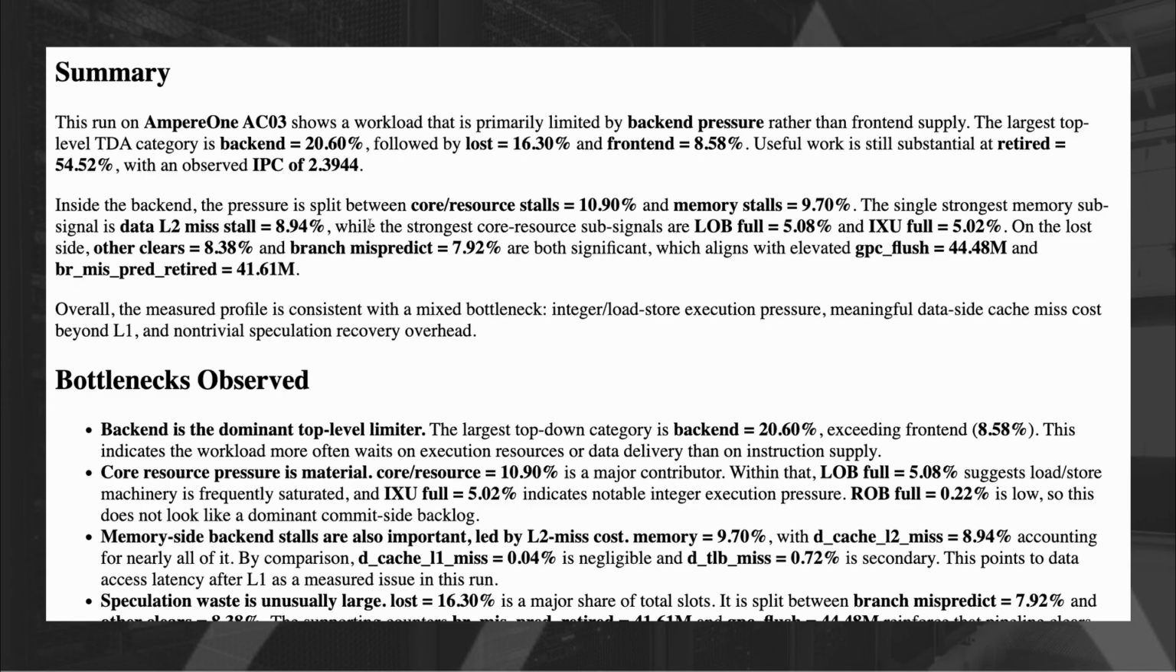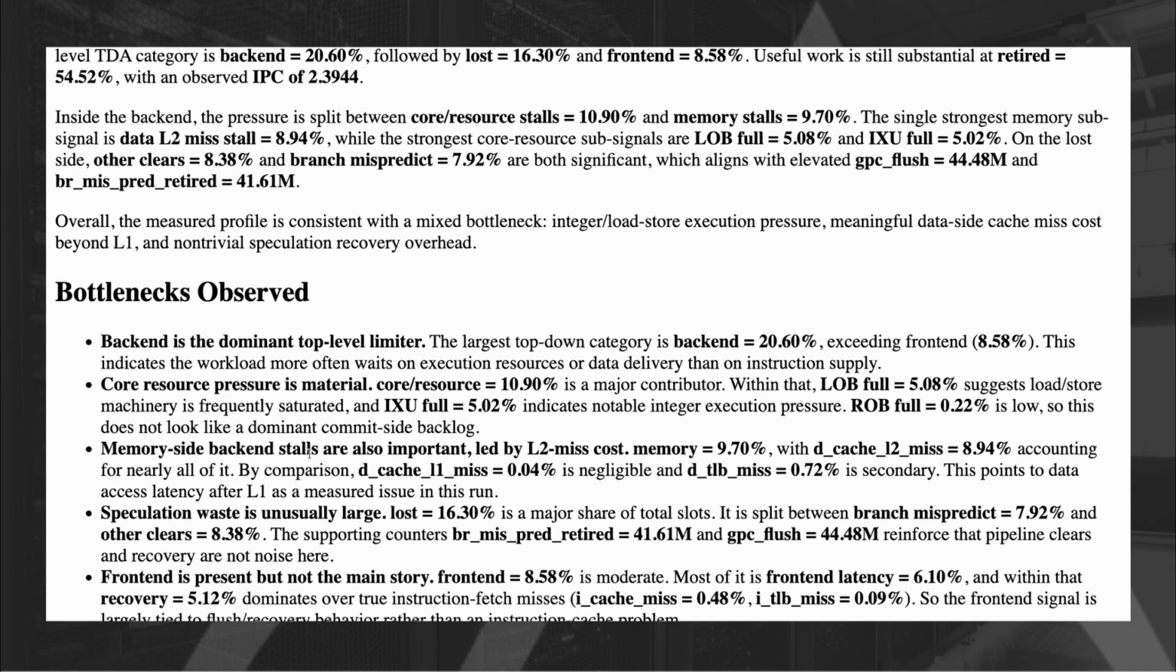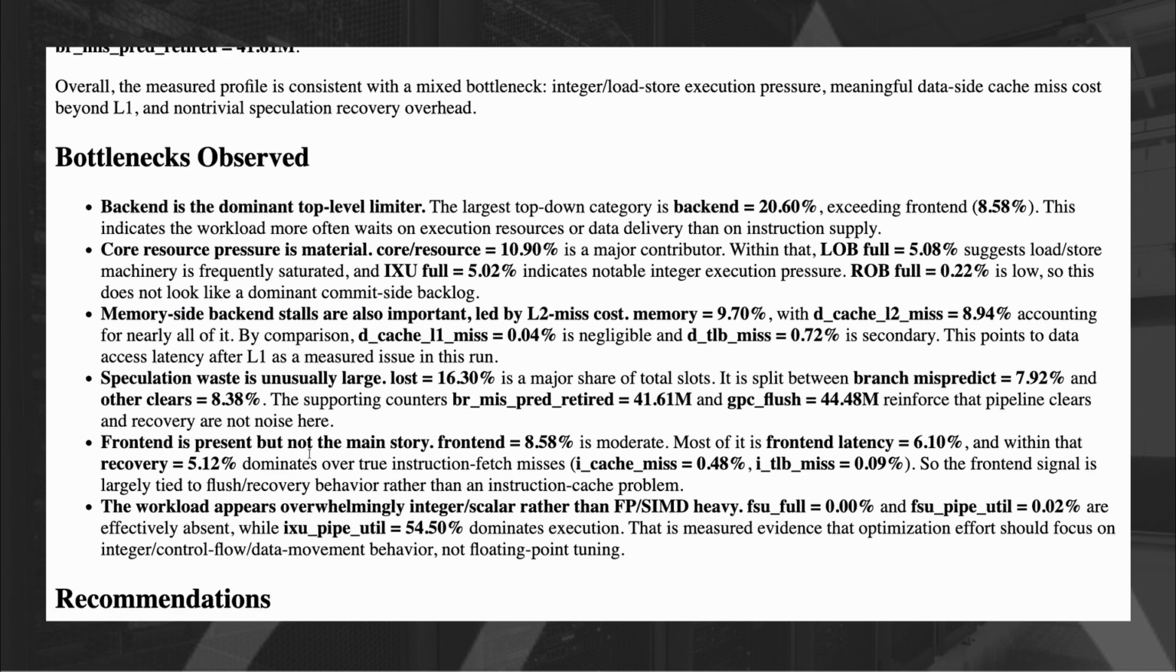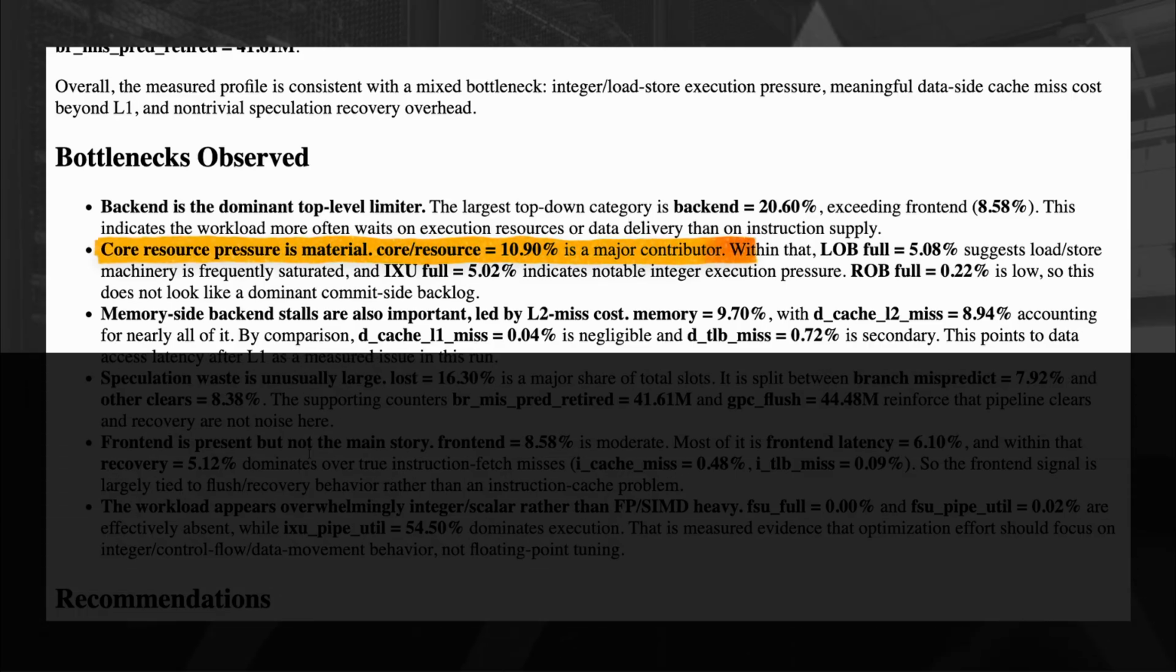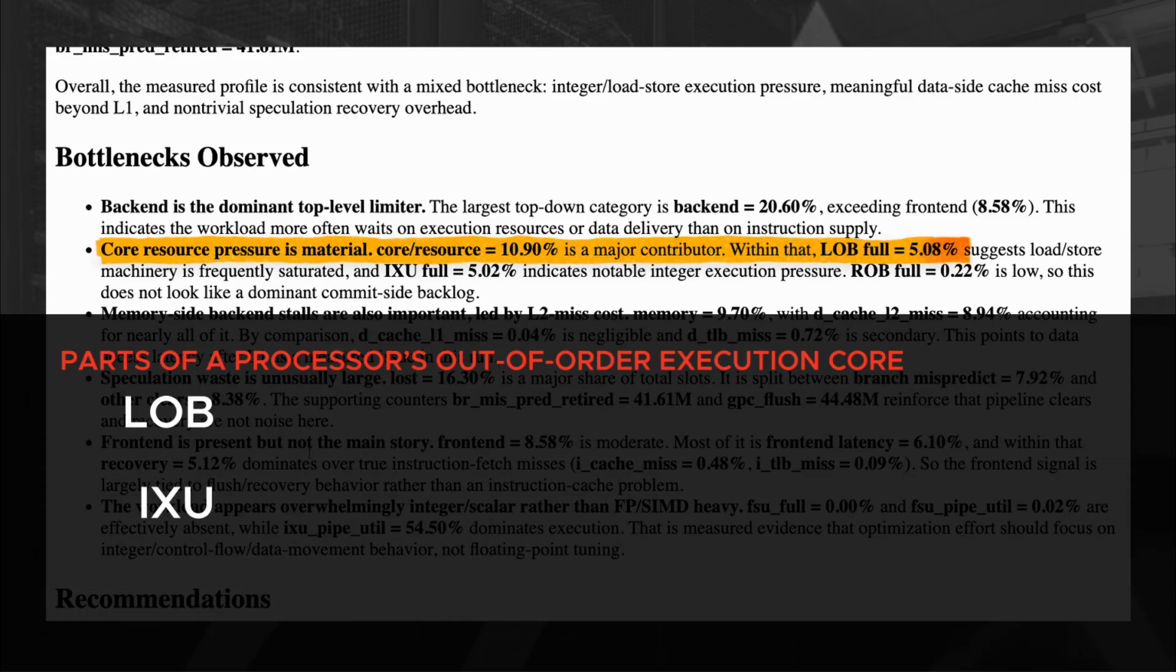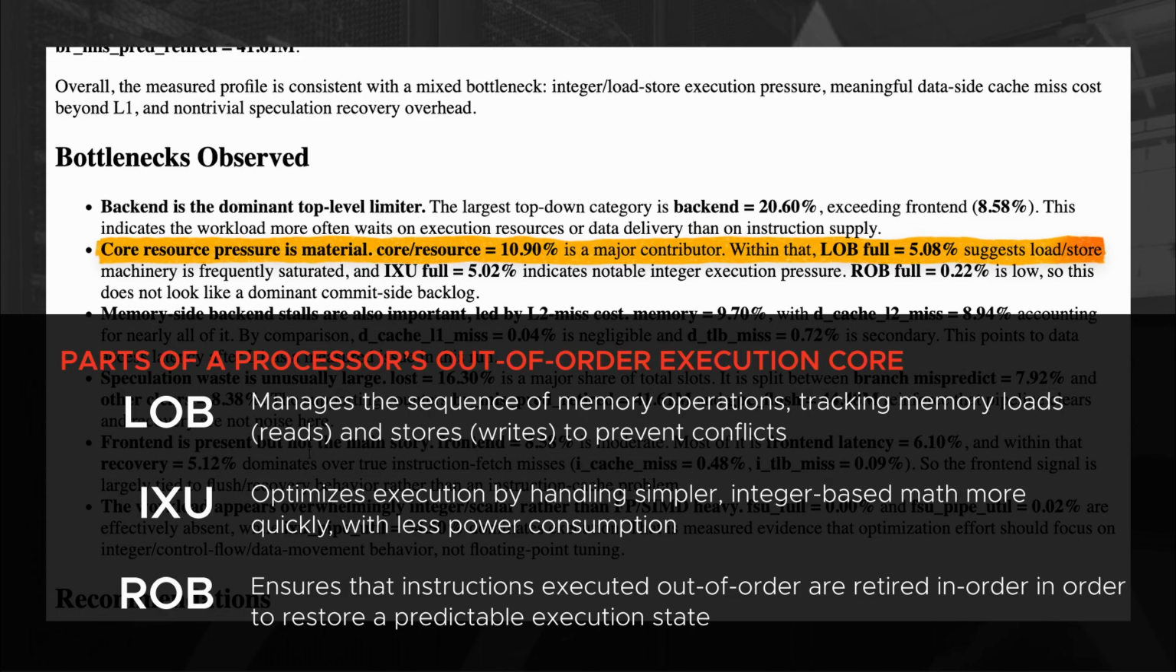Once it summarizes, it gives ranked bottlenecks. Definitely your backend is your dominant top level limiter, so we should be looking at the backend stalls. There's also core pressure, so LOB, which you mentioned, which is nothing but load store. There's also IXUs, which is the integer execution pressure. So there's definitely load store pressure and integer pressure. There is no ROB full pressure, which is commit side backlog pressure. So that's nice.